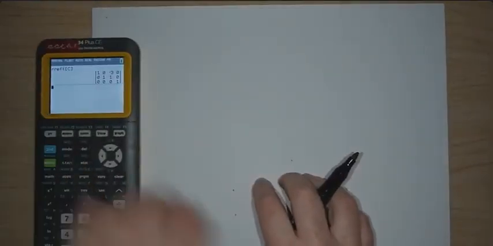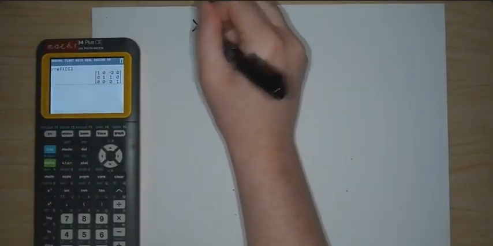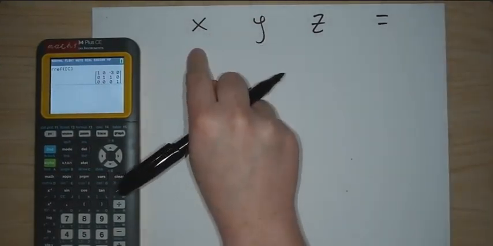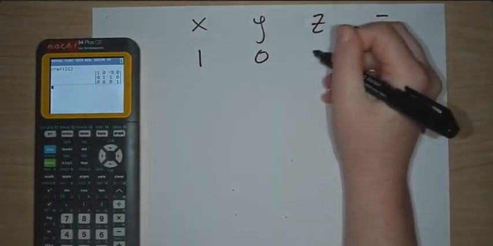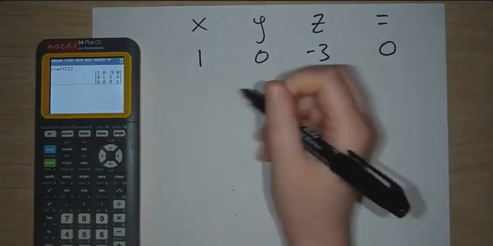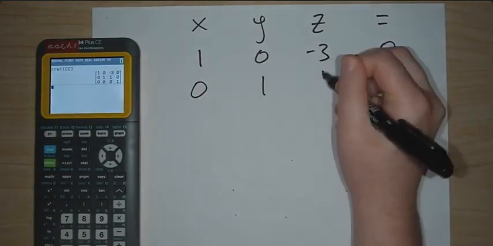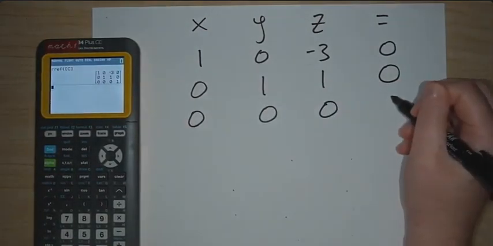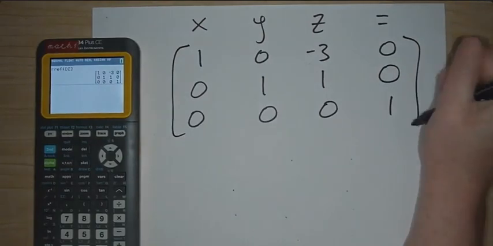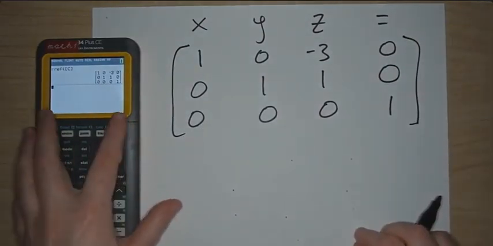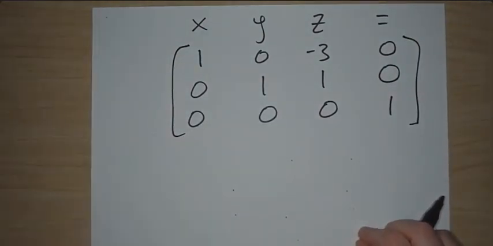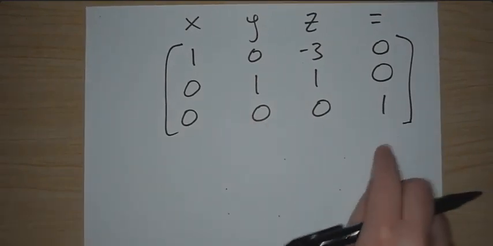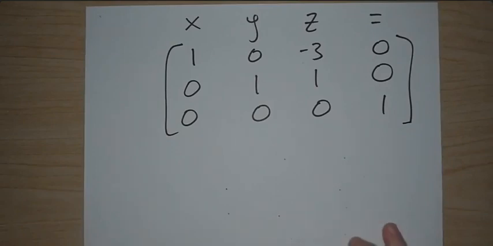From our calculator, for our x, y, z, and equal columns, we have 1, 0, negative 3, 0; 0, 1, 1, 0; and 0, 0, 0, 1. So this is the reduced row echelon form matrix that our calculator gave us. What we need to do next is understand what this means, so I'm going to write it in equation format.